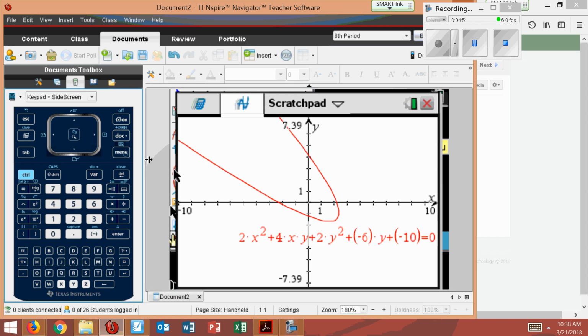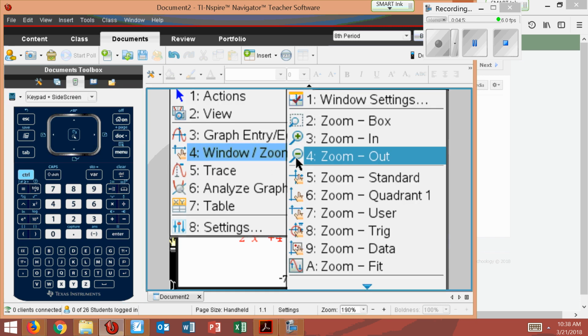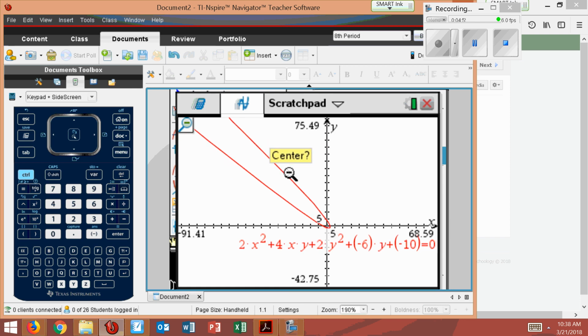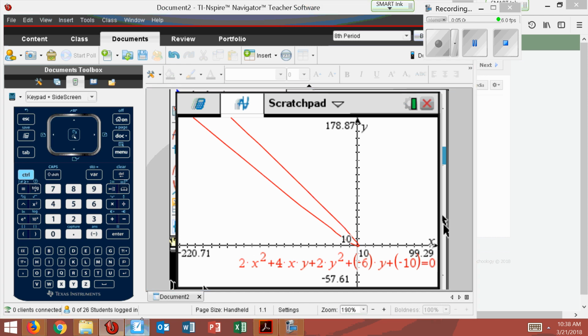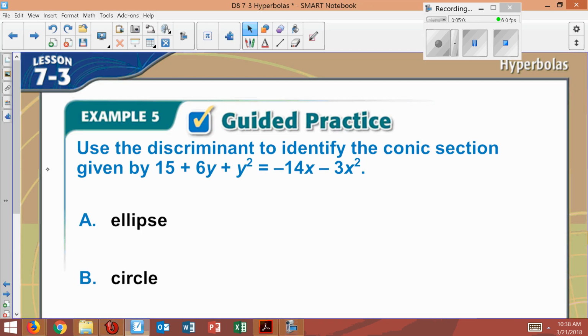It looks like it's just a parabola. Let's zoom out just to be safe. Yep, it is a parabola. It is not making an ellipse. And so now it's your turn.